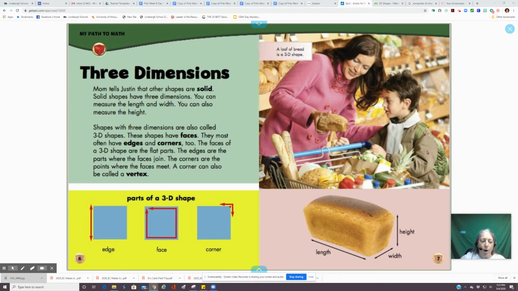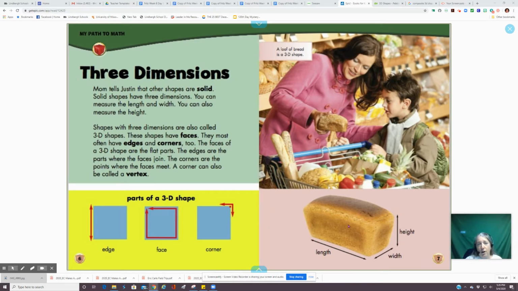The edges are the part where the faces join. So like on this example, the edges would be these parts. The corners are the places where the faces meet, and we've learned that special word for corners already, the vertices. A corner is also called a vertex for one, or vertices if there's more than one. Parts of a 3D shape. So they show you where the edge is, the face, the whole flat part, and then the vertex or the corner.